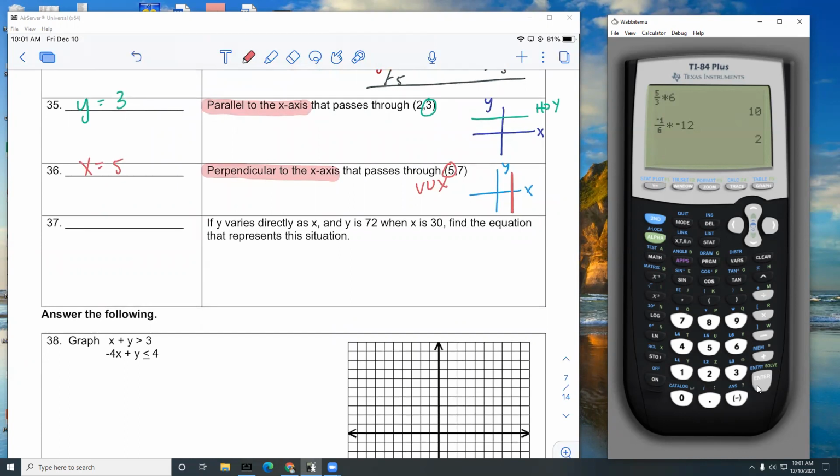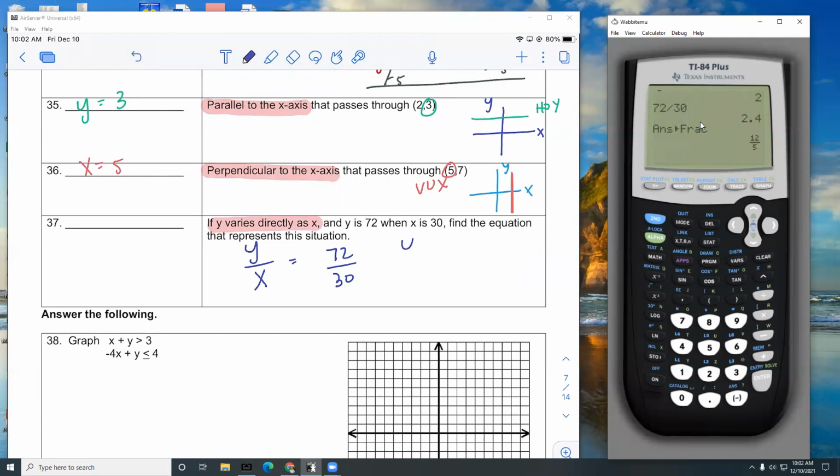If y varies directly as x, and y is 72 and x equals 30, find the equation that represents this situation. So whenever I see y varies directly with x, I'm immediately going to write y over x because this is a direct variation situation. All right. And for y, they give me that's equal to 72 and x is 30. So in my calculator, I'm going to do 72 divided by 30. And that gives me a decimal, but remember, I want it as a fraction.